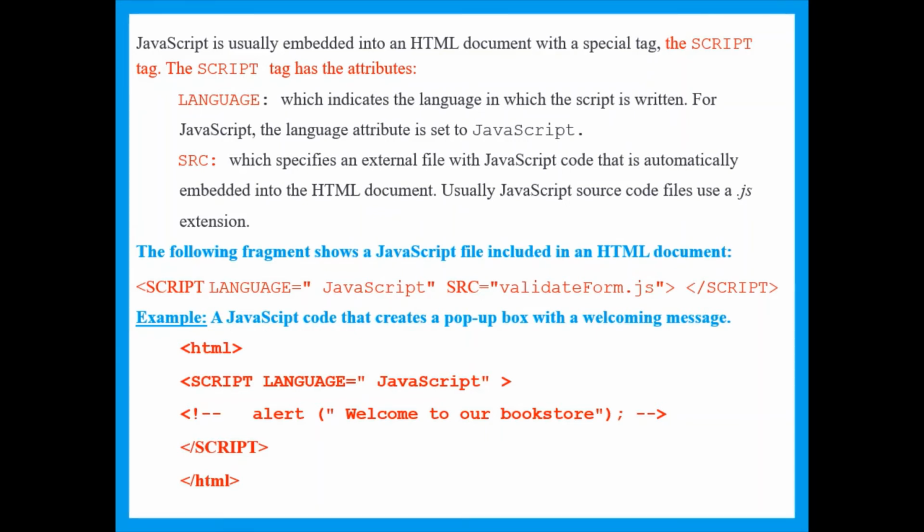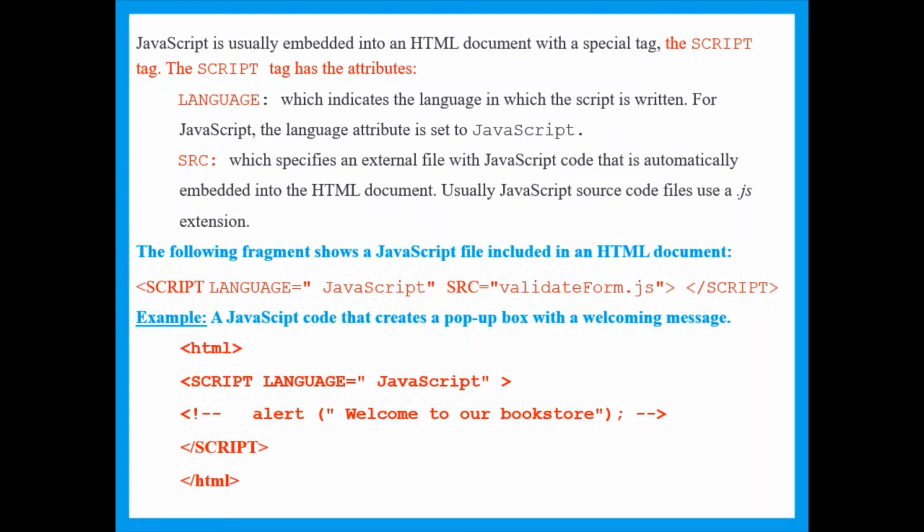The language attribute indicates the language in which the script is written. For JavaScript, the language attribute is set to JavaScript. Another attribute is the source attribute. The source attribute specifies an external file with JavaScript code that is automatically embedded into the HTML document. Usually, a JavaScript source code file uses the .js extension.